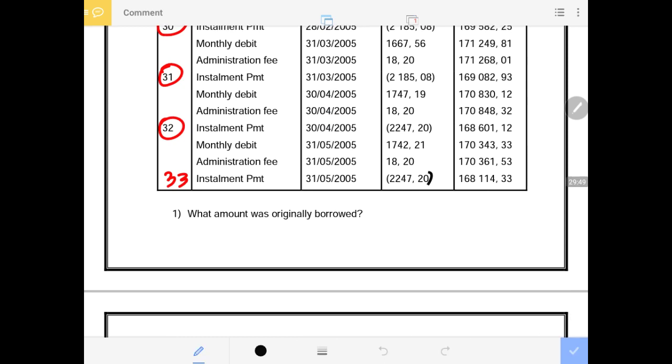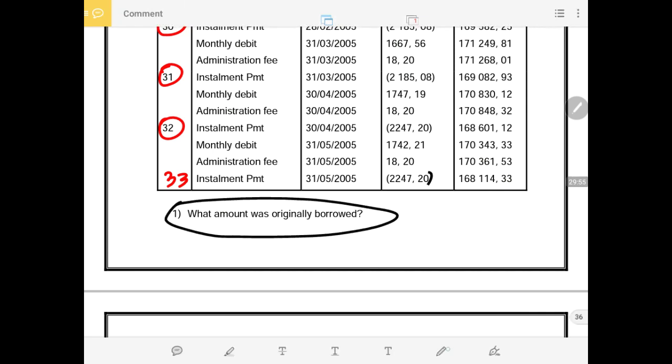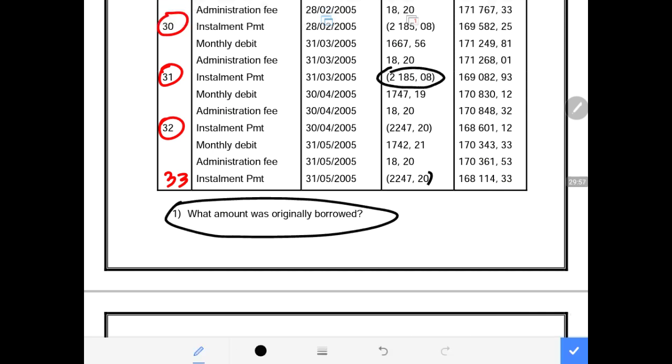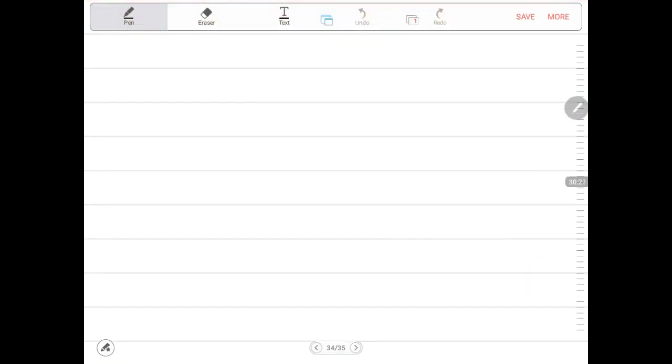We are required to calculate the original amount that was borrowed, which is based on the monthly debits of 2,185.08. Remember, the loan that we borrowed did not include the administration fee. They gave us cash, which did not have an administration fee. So when we're calculating our present value, meaning the amount that was borrowed, this is our PMT, but we need to minus the administration fee, which is 18.20, because administration fees are only incurred to administer the loan throughout the period of the loan.